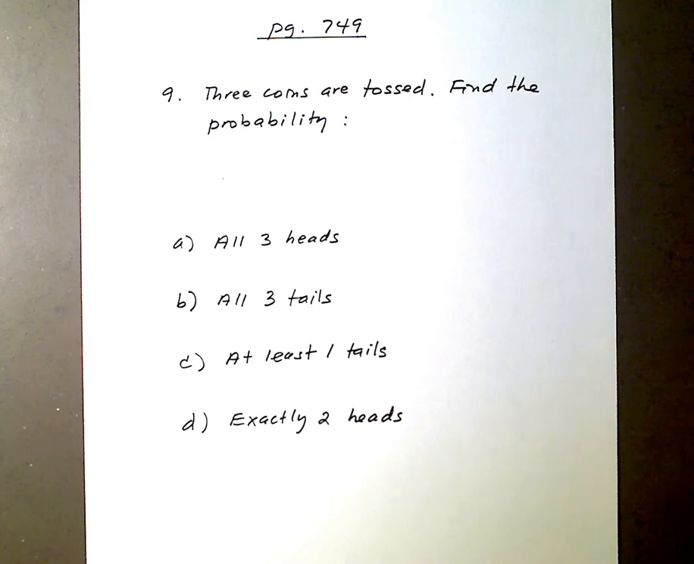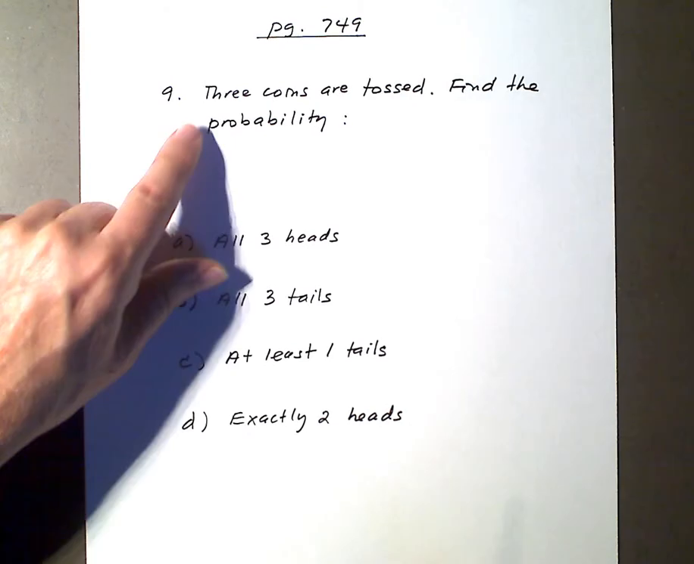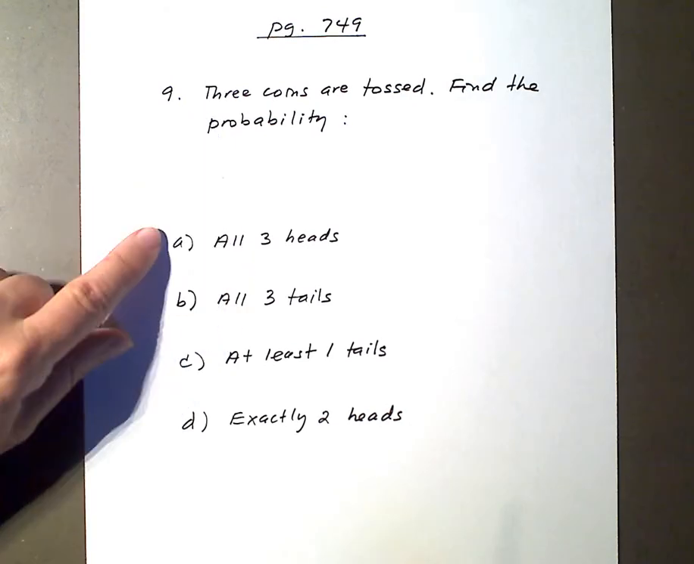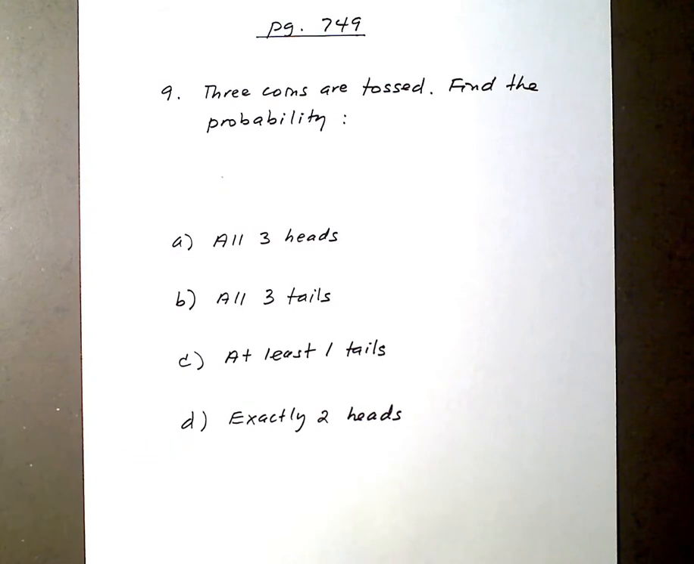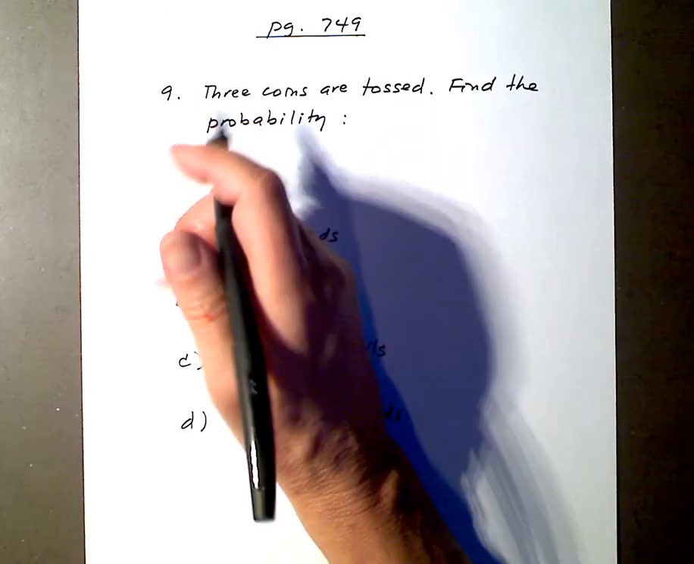This is page 749, number 9, and this is a problem about coins being tossed. I'm tossing 3 coins, and I'm supposed to find the probability of each of these events. A way that you can organize yourself with coin tosses when it's a low number of coins like this is to just make an organized list.